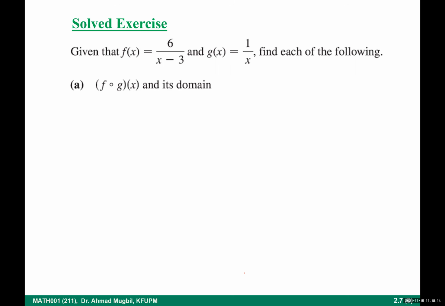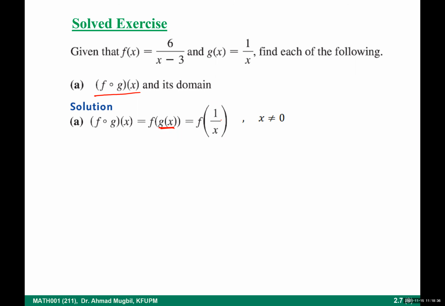We will use the definition. What is f composed with g? It is f of g. What is g of x? 1 over x. Now, before going to the next step, what should you say? The last equals here. Yes, x is not 0.